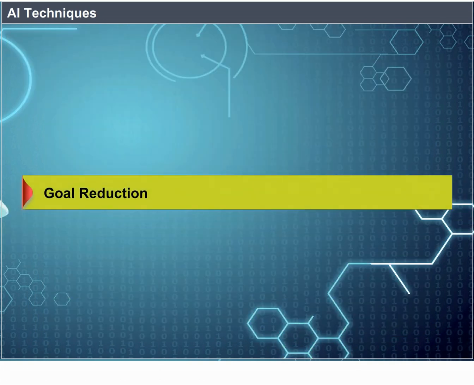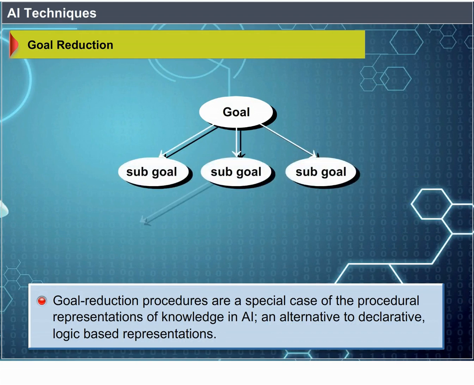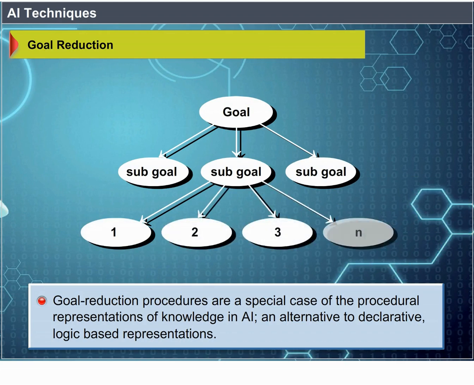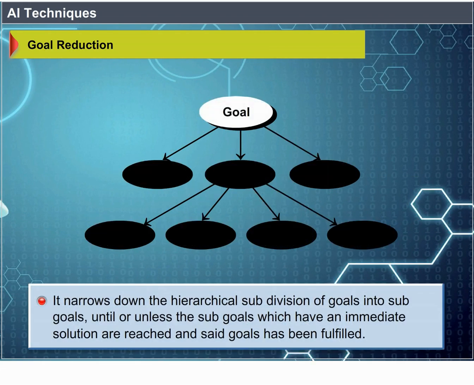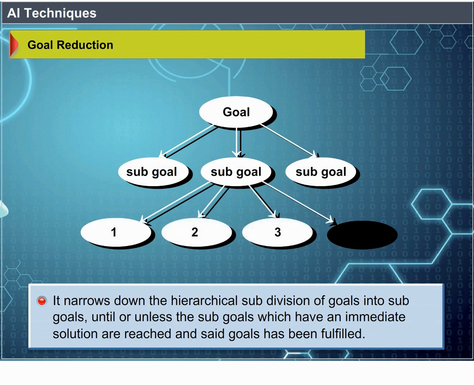Goal reduction. Goal reduction procedures are a special case of the procedural representations of knowledge in AI, an alternative to declarative, logic-based representations. It narrows down the hierarchical subdivision of goals into sub-goals until the sub-goals which have an immediate solution are reached and the set goal has been fulfilled.